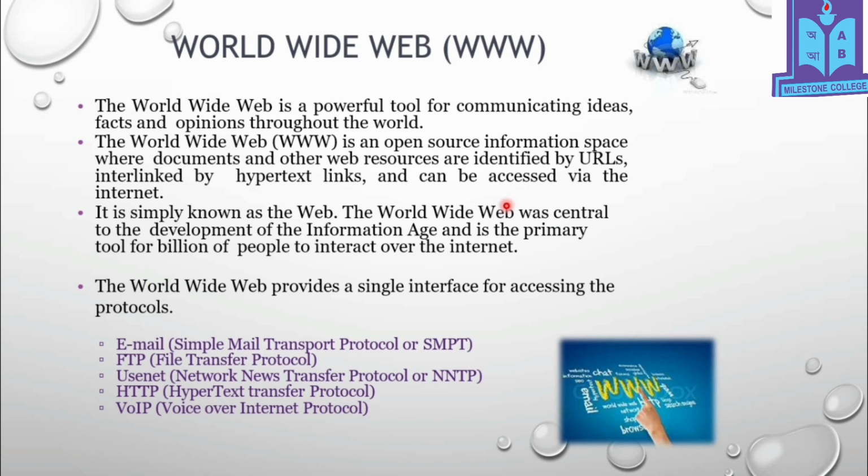Basically we all know about it. Today we use the internet to browse so many hypertext links. The World Wide Web, which we call a website locally and globally, is simply known as the web. The World Wide Web was central to the development of the information age, and is the primary tool for billions of people to interact over the internet. It provides a single interface for accessing the protocols.